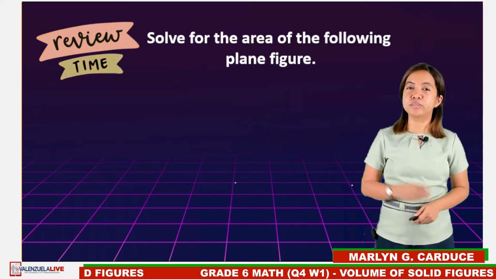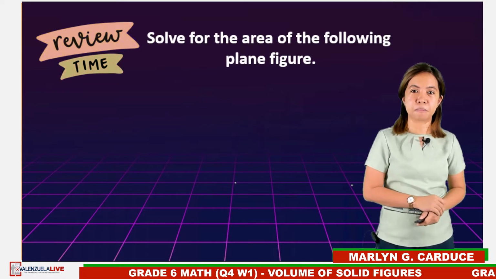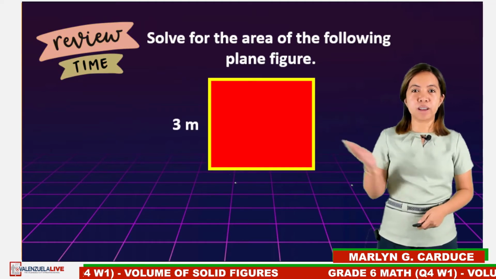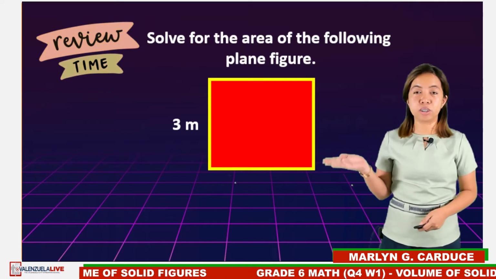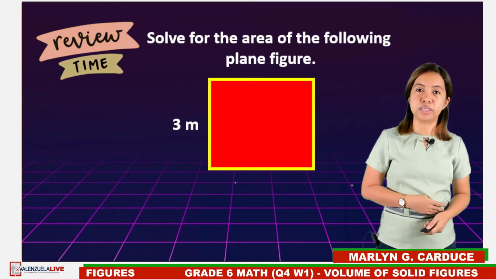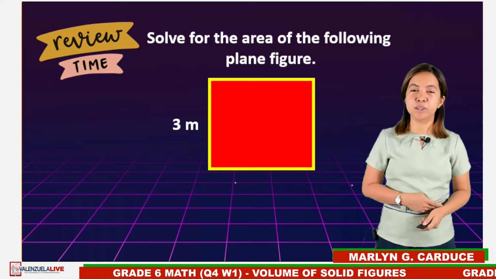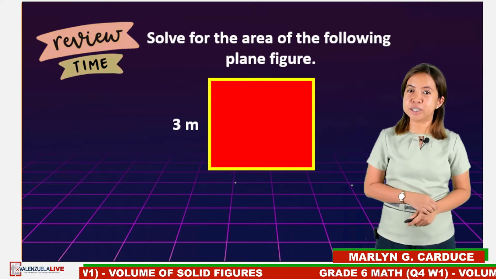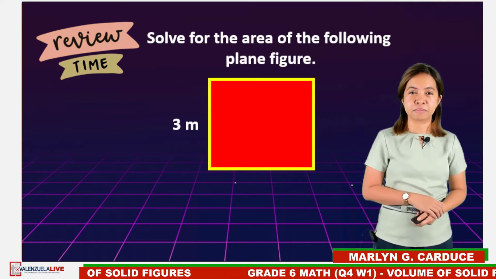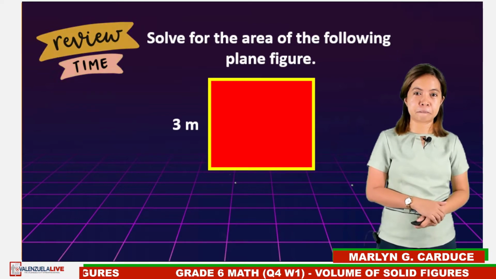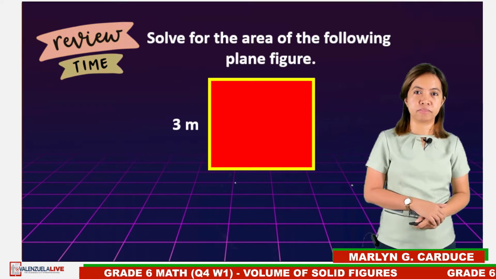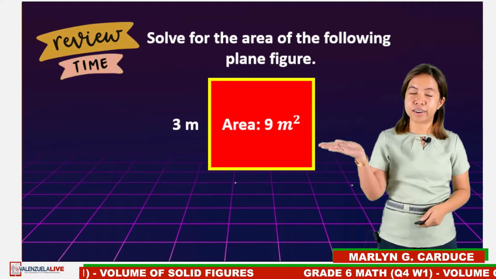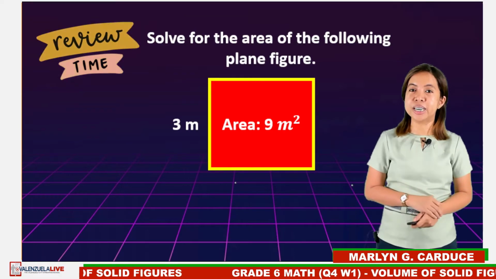Let's solve for the area of the following plane figure. I have here a plane figure, a square with a side of 3 meters. What do you think will be the area for this figure? You can write down your answer in the comment section. Okay, very good. The area for this square is 9 square meters.